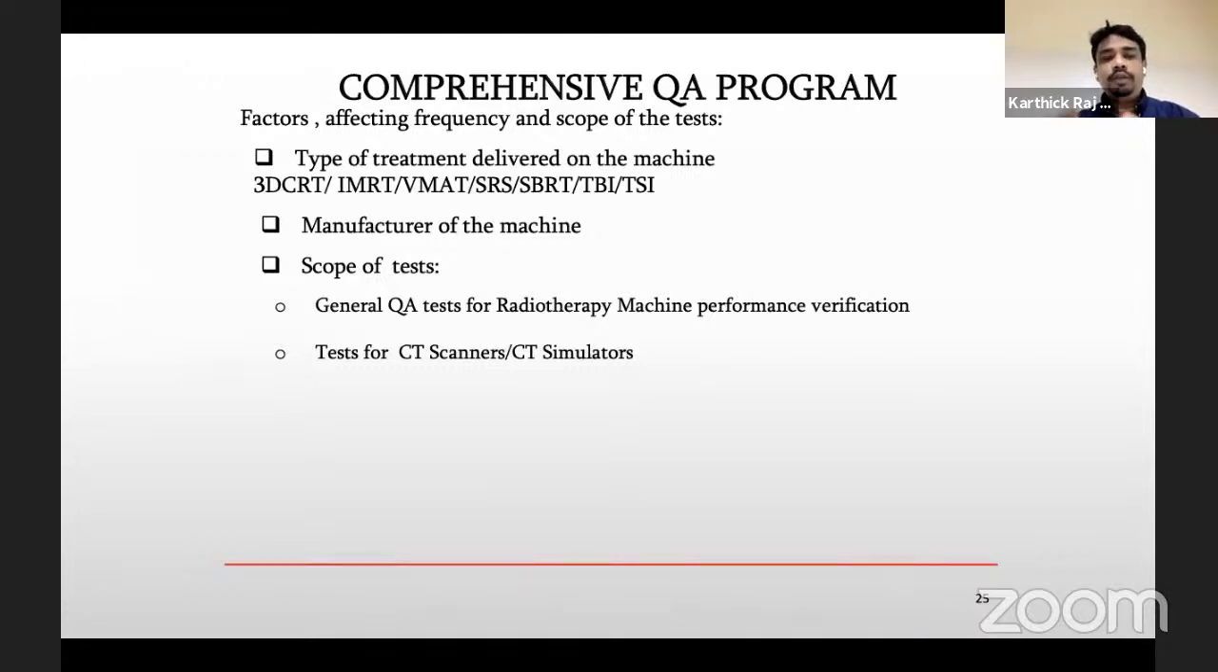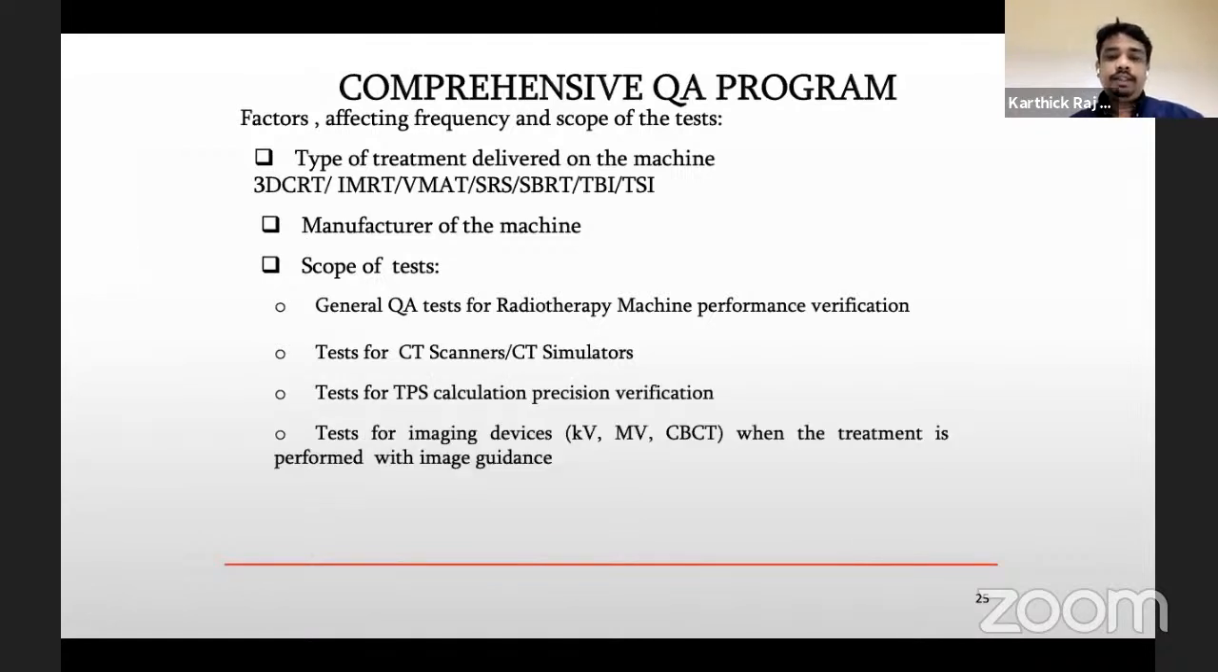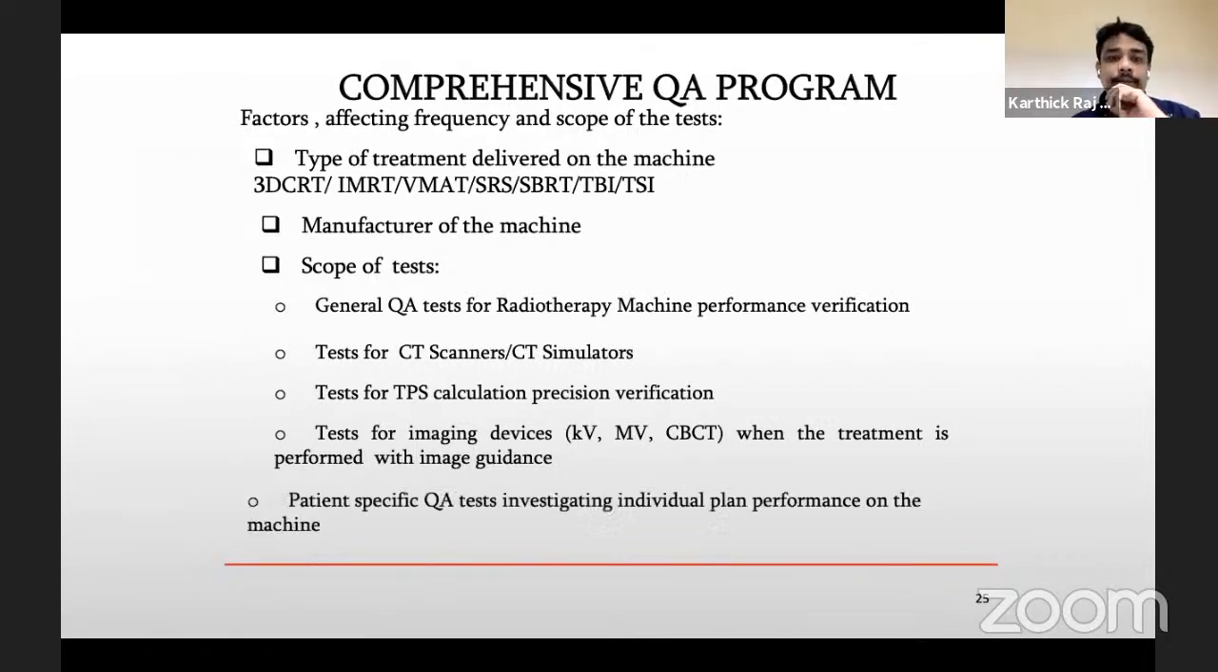So it has to be very clear what kind of treatment technique you are going to do, and accordingly you have to fix your tolerance for all the QA parameters. It's not only in the treatment machine, it's in the other processes too, like MU checks and other things. The treatment planning system accuracy also has to be tested for different techniques, and your kV imaging, MV imaging, and the coincidence between your MV imager and the kV imager have to be tested according to your preferred techniques, what you are going to practice in your department.